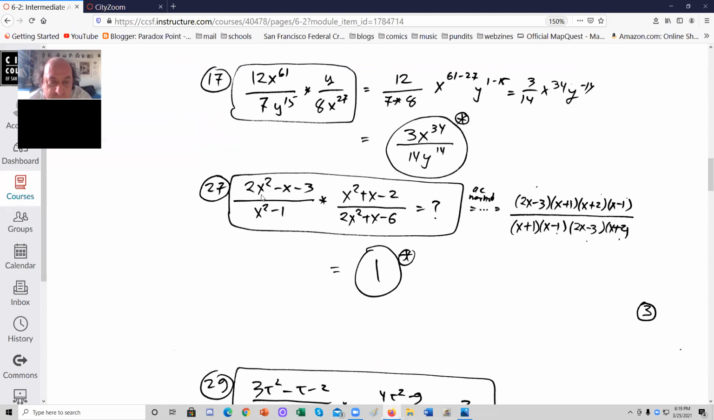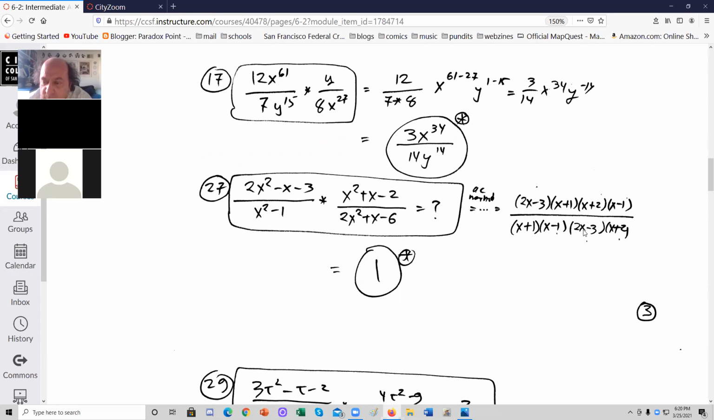This is a cute one. 2y squared minus y minus 3 over x squared minus 1 times x squared plus x minus 2 over 2x squared plus x minus 6. This here factors into 2x minus 3 times x plus 1. This here factors into x plus 2 times x minus 2. This factors into x plus 1 times x minus 1. This factors into 2x minus 3 times x plus 2.